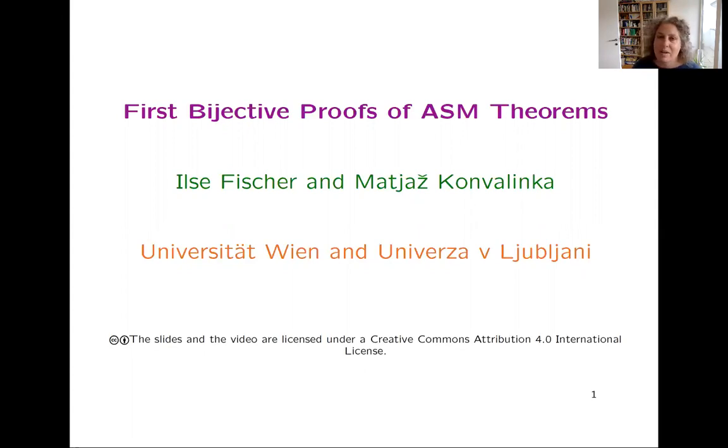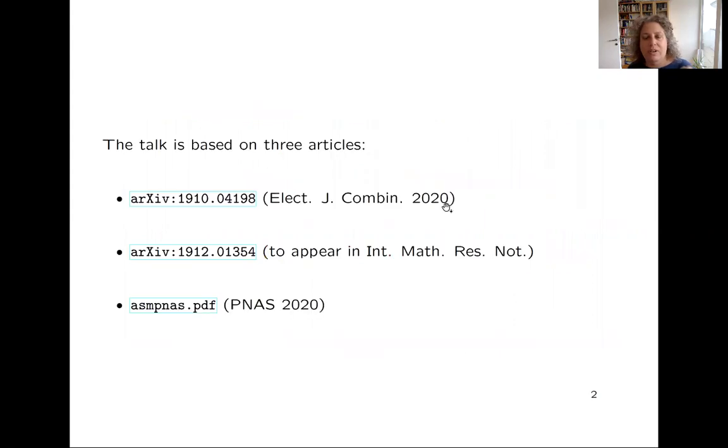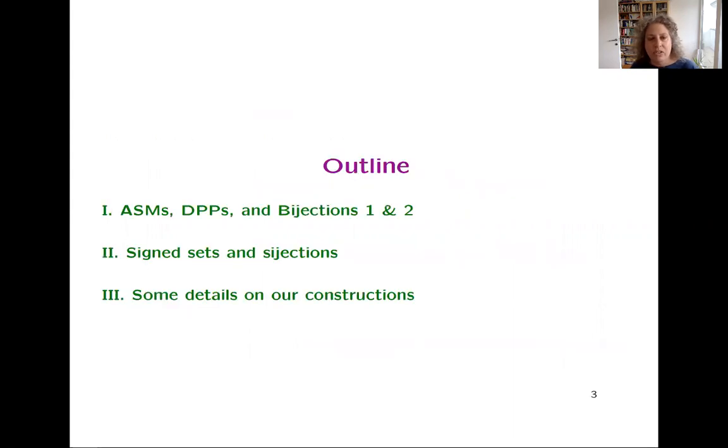But anyway, it's now my big pleasure to present joint work with Matjaž Konvalinka from Ljubljana, which is actually not far away from Klagenfurt. And I will talk about first bijective proofs of alternating sign matrix theorems. So this talk is based on the 3 articles you see here. And here's a short outline.